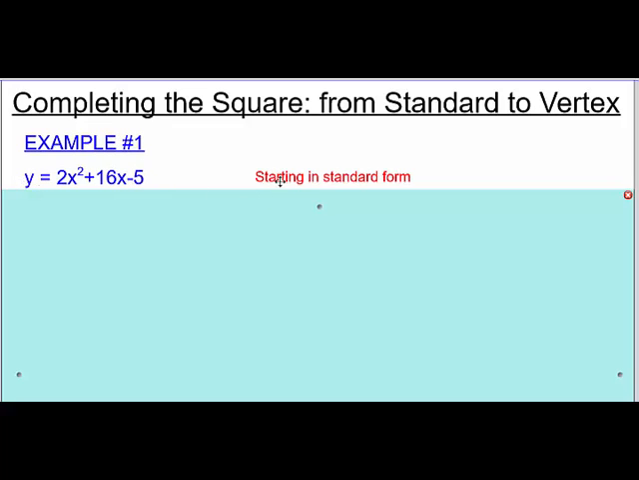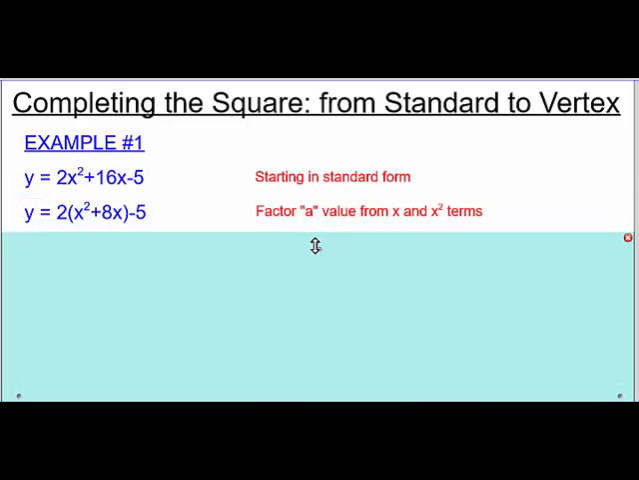So we have an equation here in standard form. And the first thing we're looking to do, if we recognize what vertex form looks like, we know we have to have that coefficient out front, and then in brackets an x squared plus or minus some term. So that's the first step. We get the 2 separated from the rest of it by factoring the 2 out of the first 2 terms here. So the 16x becomes 8x because the 2 has been factored out.